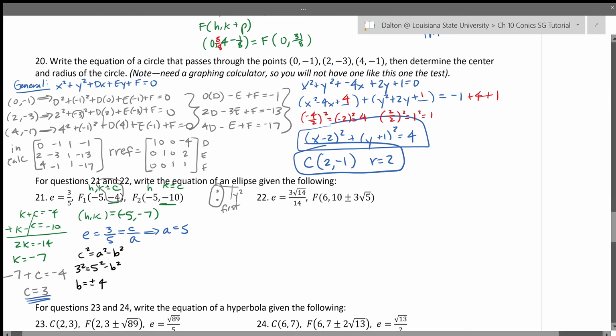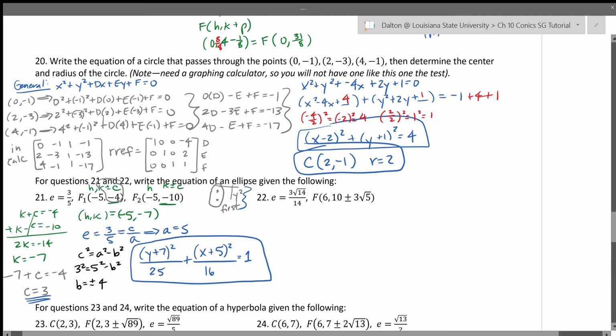So my final answer will end up being, again, my y squared term has to be first, which we found at the beginning. So when I do y minus k, it's actually going to be y plus 7 squared over a squared, which is always first. So 5 squared is 25. It's an ellipse, so I have a plus sign. X minus h will be x plus 5 squared over b squared, which is always second. If b is plus or minus 4, when I square either one of them, I get 16, and that's equal to 1.